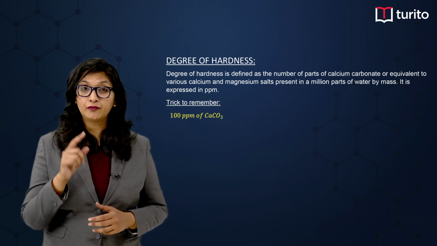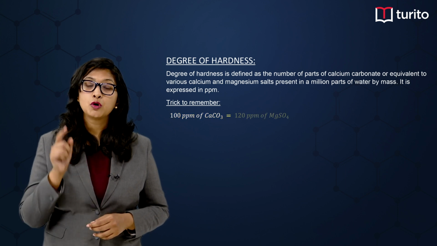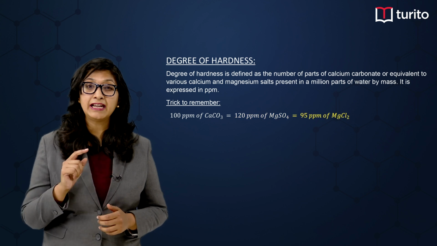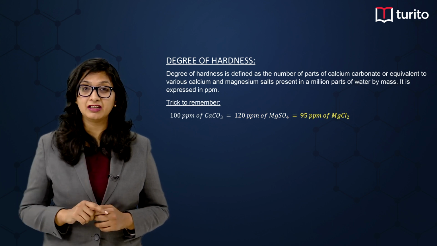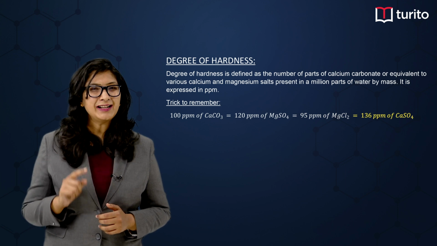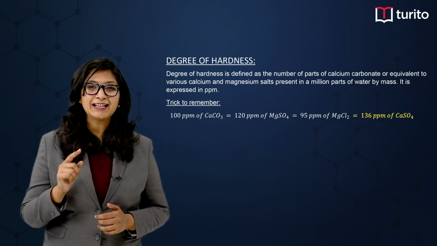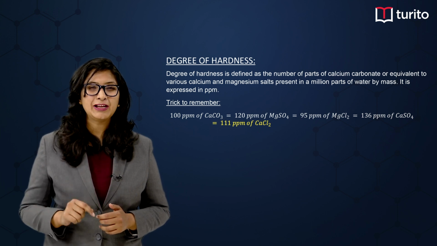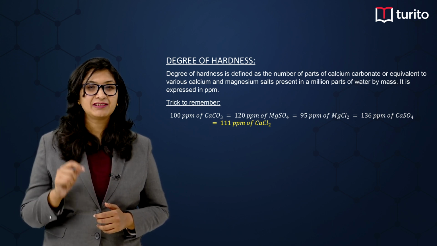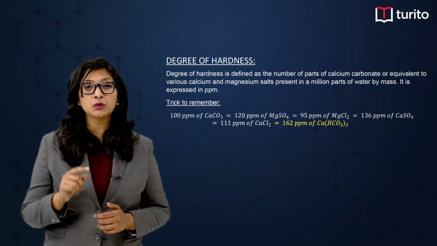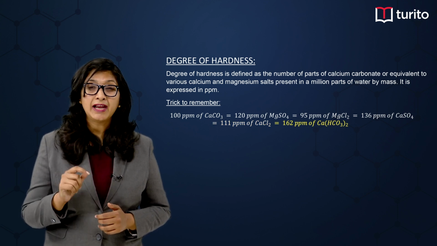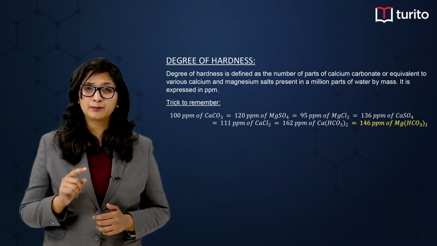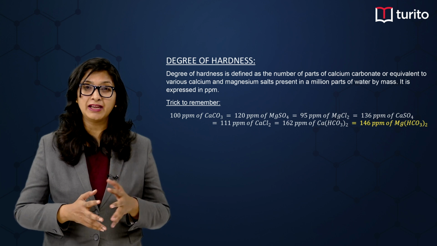100 ppm of CaCO3 is equal to 120 ppm of MgSO4, which is equal to 95 ppm of MgCl2, which is equal to 136 ppm of calcium sulfate, which is equal to 111 ppm of CaCl2, which is equal to 162 ppm of calcium bicarbonate, and which is equal to 146 ppm of magnesium bicarbonate.